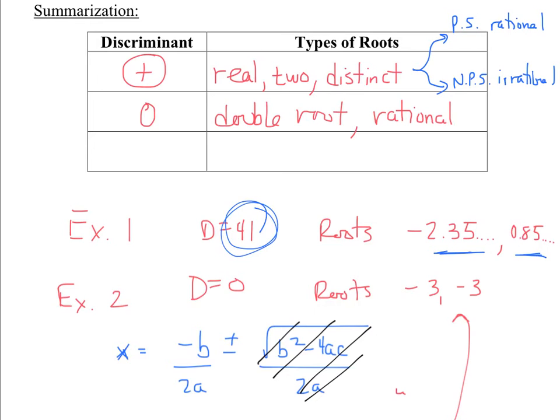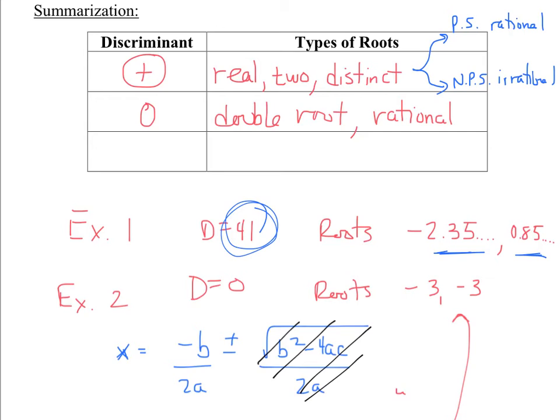Had this discriminant been 81 instead of 41, it would have made life a lot easier. You would have had a 9 here. 9 over whatever 2 times a is definitely rational. It would be a fraction. Fractions are rational. So we subcategorize the first category. If the discriminant is a perfect square, it's rational. If the discriminant is a non-perfect square, it's irrational. Make sense?